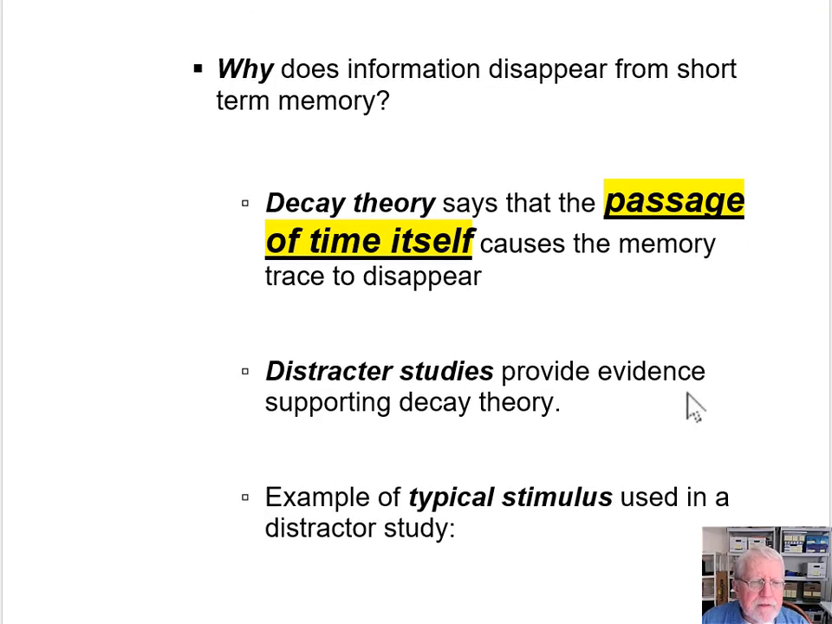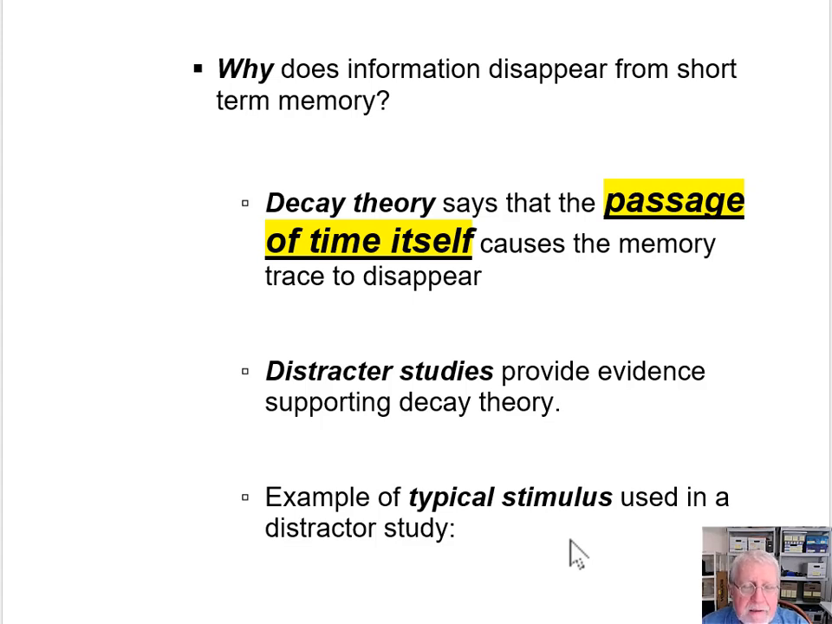Here's an example of a typical stimulus used in a distractor study. Imagine this. You've signed up for an investigation. After you complete the paperwork, the researcher asks you to focus your attention on a computer screen in this general vicinity of the computer screen. The researcher says, I'm going to show you a nonsense word in that location. I'm going to show it to you for just 4 seconds, and then I'm going to take it away.